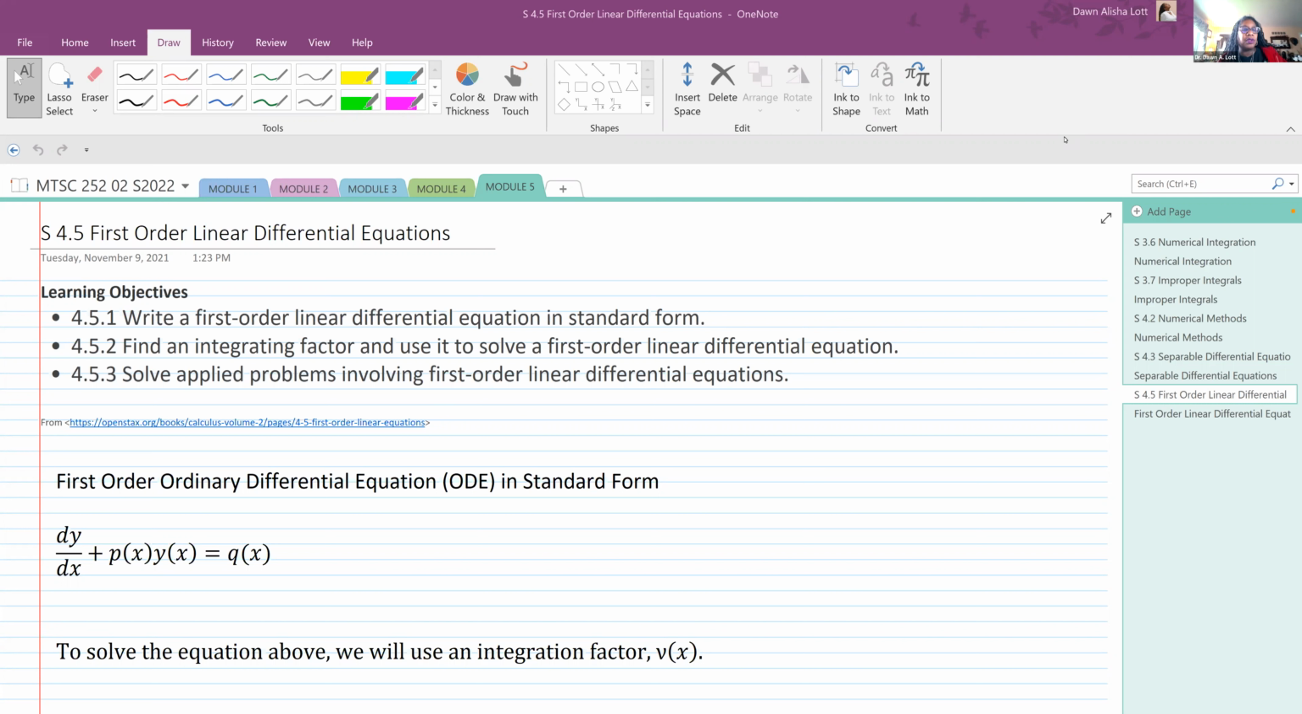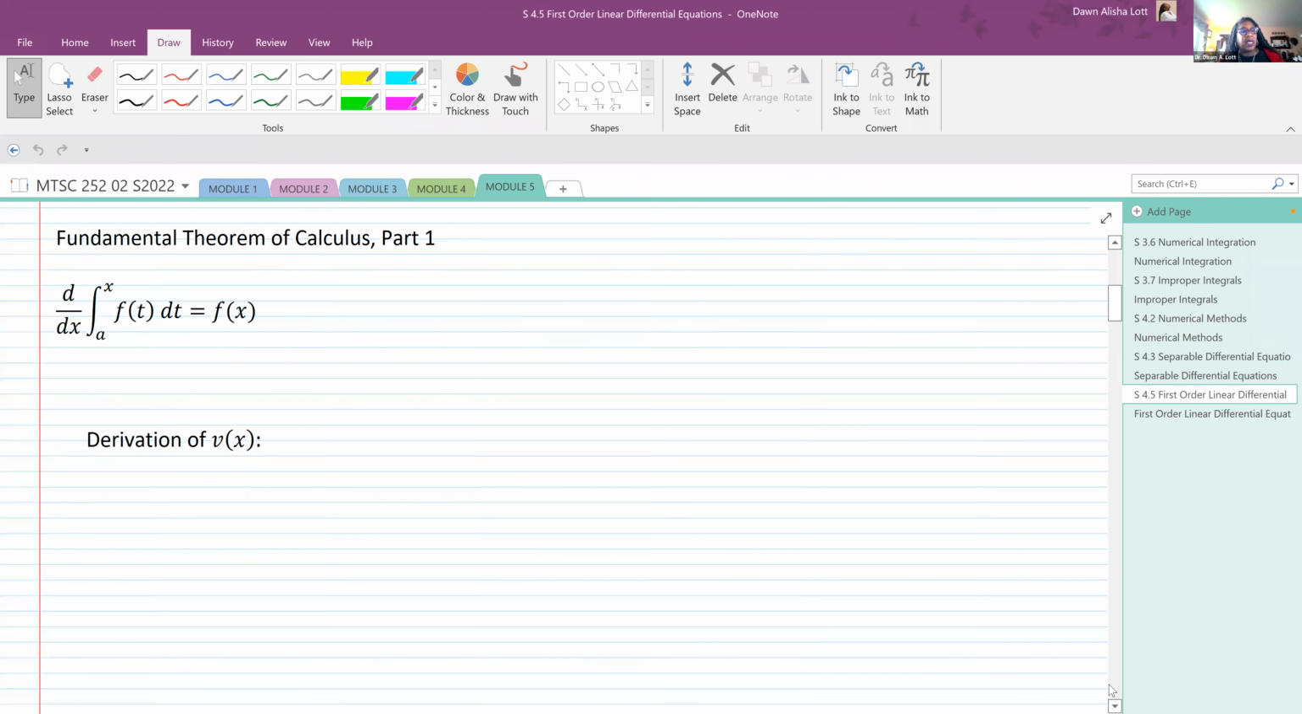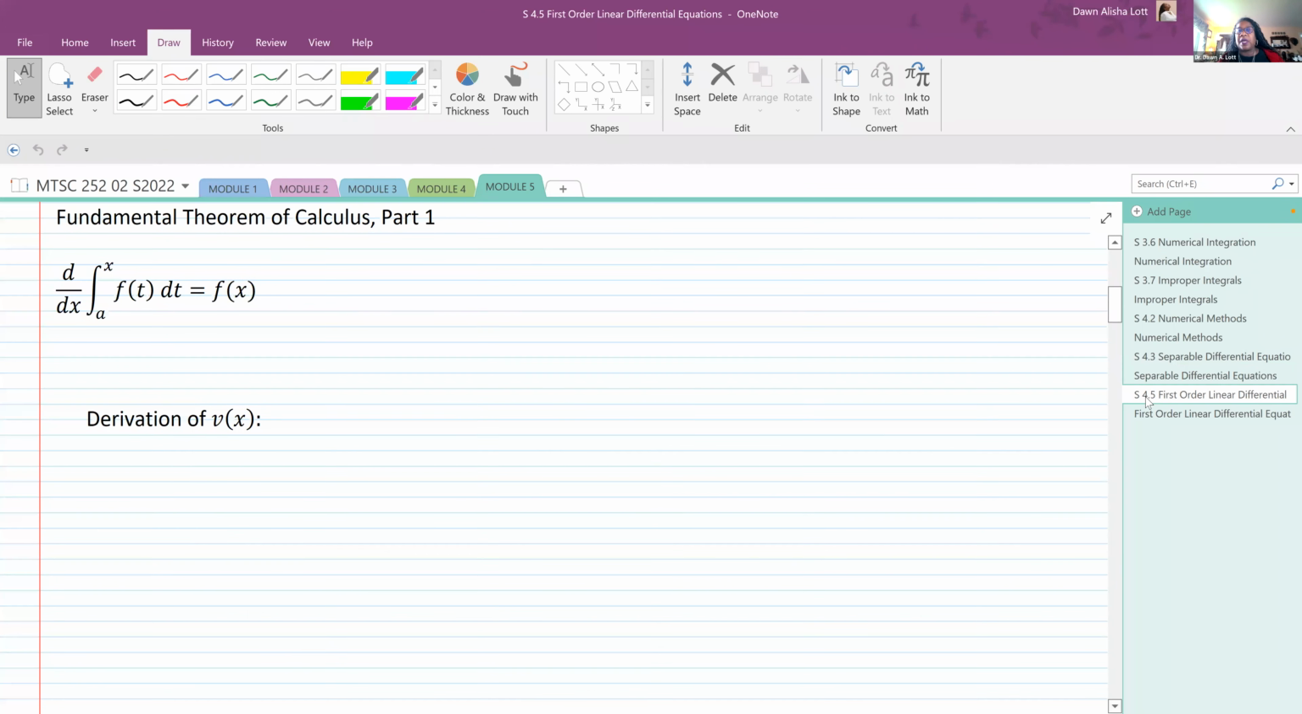Okay, so the first order linear ordinary differential equation in standard form is, oh yeah, it does have to be linear. It's dy/dx plus p of x, y of x is equal to q of x. So that means I have the derivative plus something times itself is equal to another function q of x. And in order to solve this problem, we have to get an integrating factor.